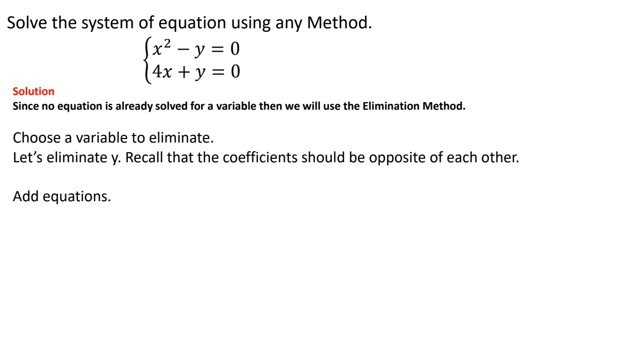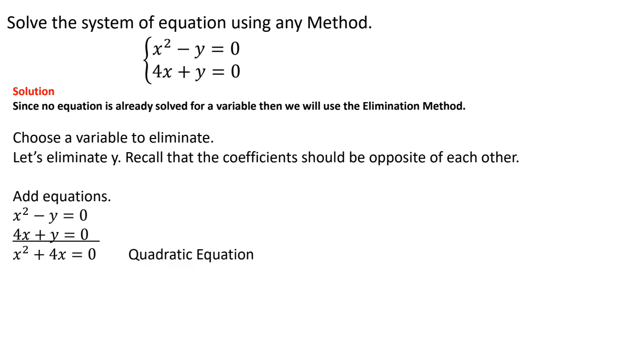For this problem, I'm going to choose the elimination method and get rid of these y's. Notice that I have a negative y and a positive y. So if I add the equations together, here we get x squared. There's no other x squared, so I have x squared. Then I have a 4x. There's no other x, so I get 4x. Negative y plus y is 0. So we end up with x squared plus 4x is equal to 0.